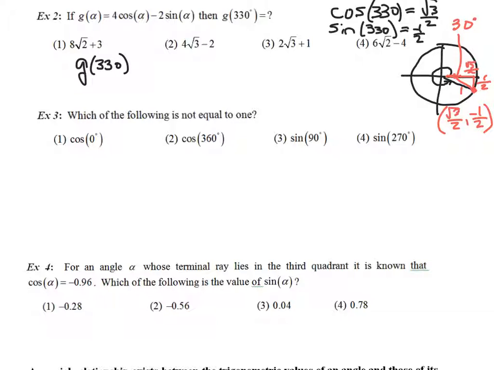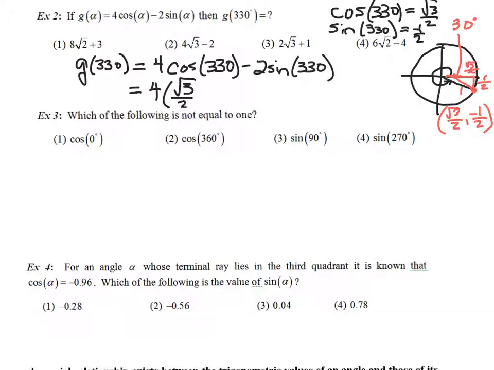I know that in the fourth quadrant, cosine should be a positive value and sine should be a negative value. Let's substitute in my 330, so I'm going to say 4 times the cosine of 330 minus 2 times the sine of 330. So let's use these values that we just found from our ordered pair on our unit circle. So g of 330 is going to be 4 times the cosine, radical 3 over 2, minus 2 times the sine, negative 1/2.